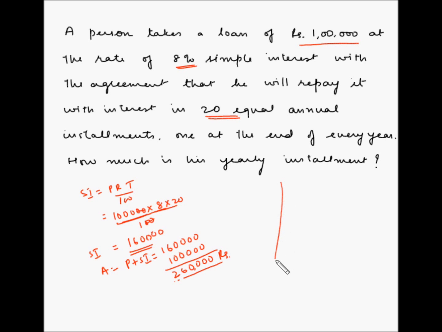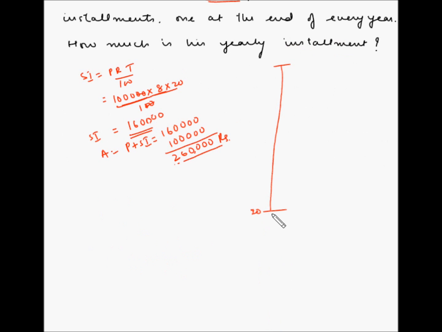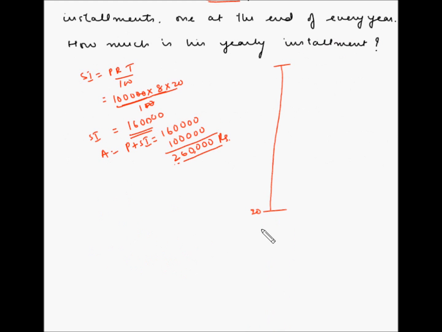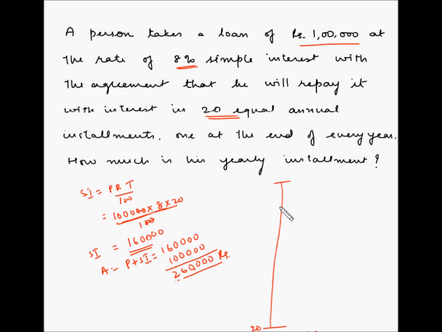So let's say this is a period of 20 years. So here this is 20, and at the end of 20 years, if he was not going to pay any installment, he'll be paying back 260,000 rupees. So let's divide this into some years. So this is 1, this is 2, 3, 4, and so on till the 20th year.